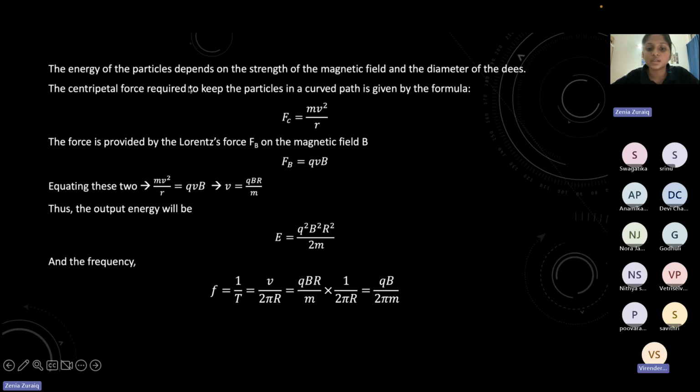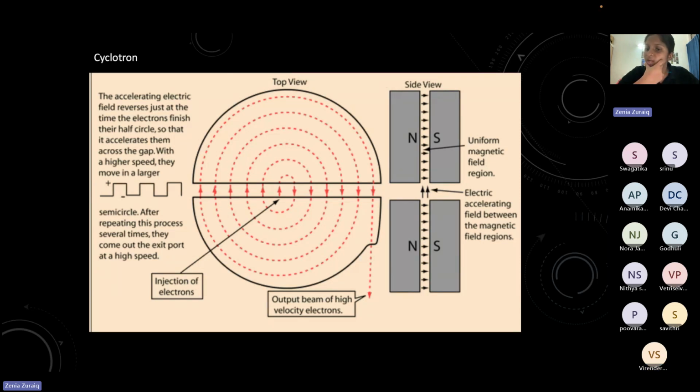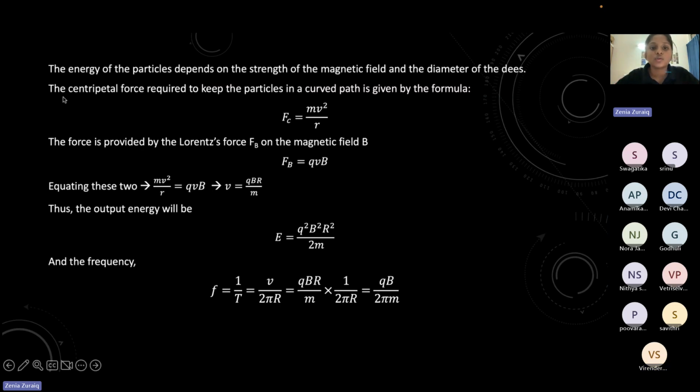You can see here that the energy of the particles depends on the strength of the magnetic field which is applied, and the field leads to electric acceleration between the magnetic regions. And the diameter. The centripetal force is required, because whenever you have a circular motion, you always have a centripetal force. You need something that is anchoring that circular motion. Centripetal force by itself is not a force. It has to be supplied by some other force. And here the centripetal force is supplied by the Lorentz force. When Earth is moving around the sun, its centripetal acceleration is supplied by the gravitational pull.